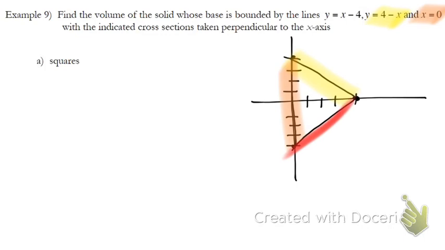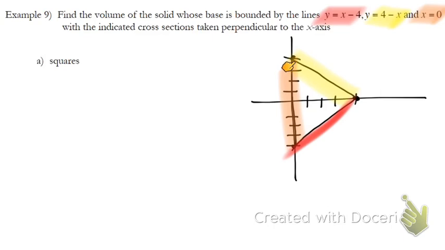And this one is this. So this is the area that we are going to be putting our cross sections in. Now keep in mind that they are perpendicular to the x-axis. So perpendicular to the x-axis means they're going up and down this way.